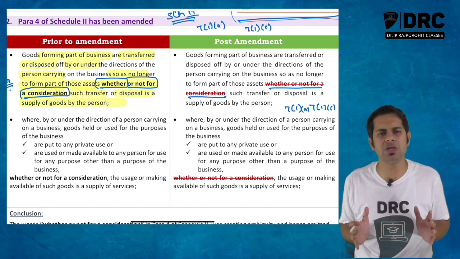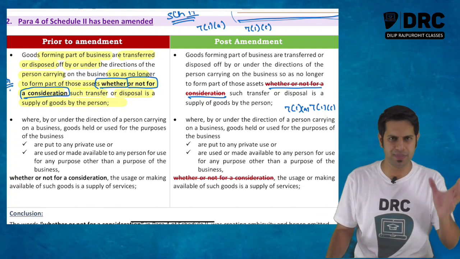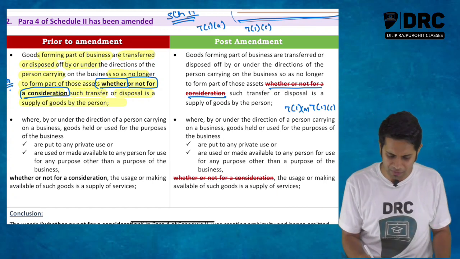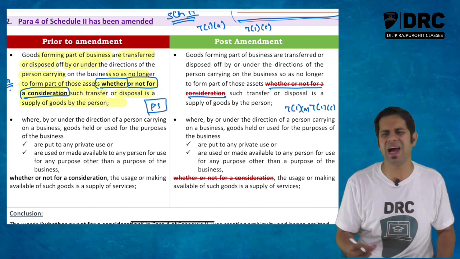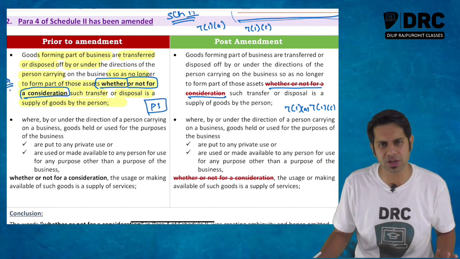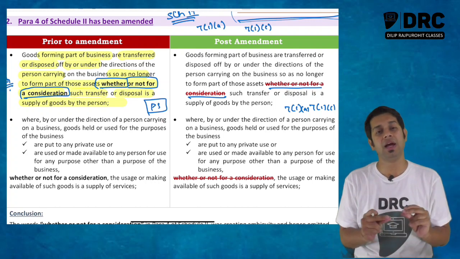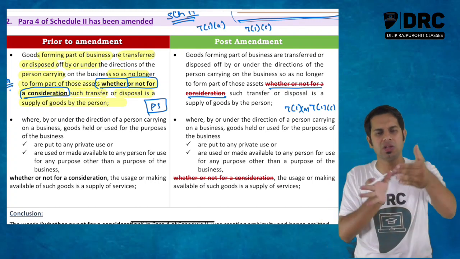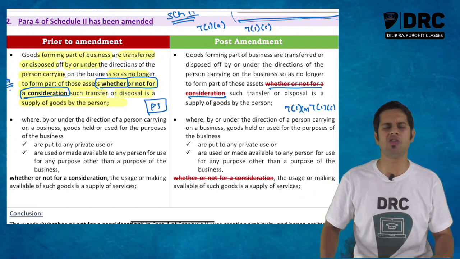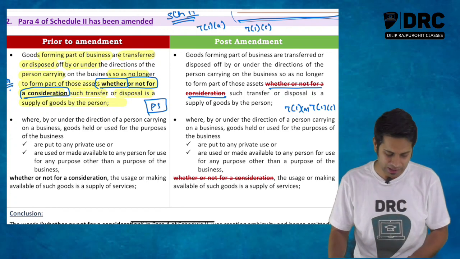Now, if there are any goods forming part of a business asset and the owner of the business is transferring those goods, say for example, I am the owner of Priya Sarees and I have a sari, and I am just giving the sari to someone, whether it is for a consideration or not, that transaction will be treated as supply. Now saris come in a box. Those boxes are of no use to me. If the boxes are thrown away or disposed of by me, that will be treated as supply, whether it is for a consideration or not.